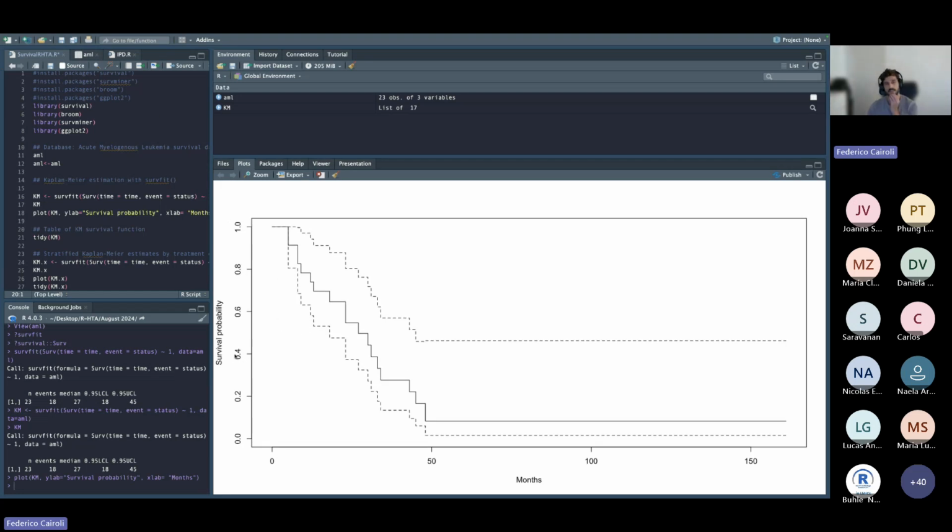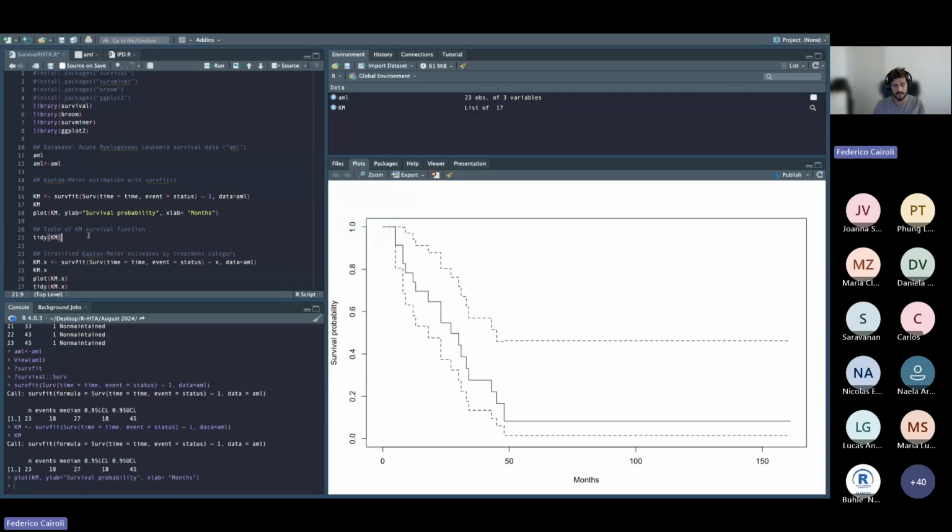So basically, again, survival probability based on the AML database, time in months. This is the central value, I mean, the principal Kaplan-Meier curve, and this one is the lower confidence interval, and this one the higher confidence interval. This is the survival probability for our data. And of course, since we are just using an N of 23 patients, we are going to have this big range of confidence interval around the central value.